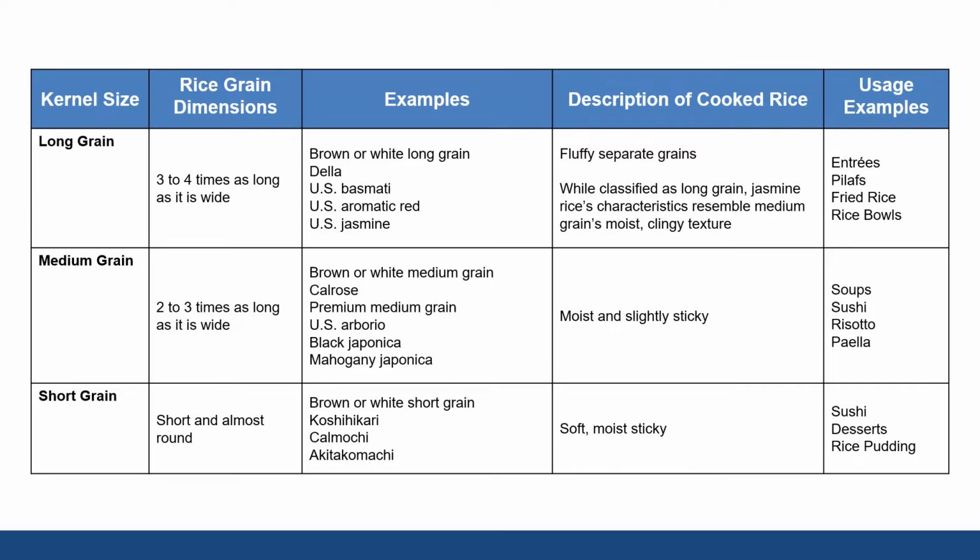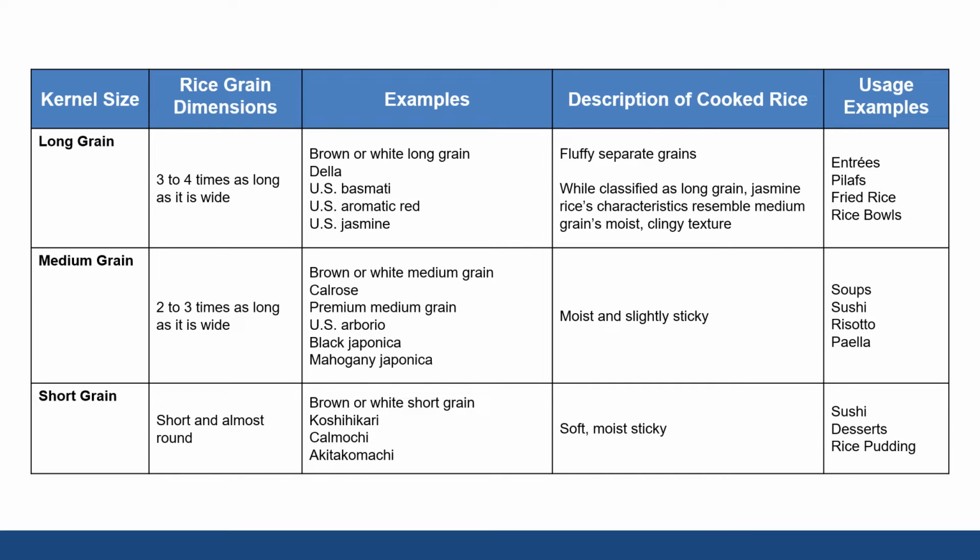Now, just a quick summary on the different kernel sizes we just went over. Long grain rice is 3 to 4 times as long as it is wide, and cooked long grain has firm, separate, fluffy grains, making it great for pilafs, grain salads, stir fries, rice bowls, and handhelds. Long grain is typically found in North, Central, and South American cuisine, as well as African cuisines and many others. Examples of long grain varieties outside of the traditional firm cooking long grain rice include jasmine, basmati, and Della rice.